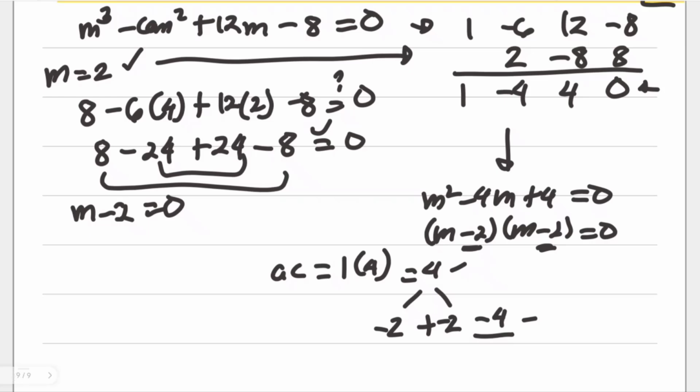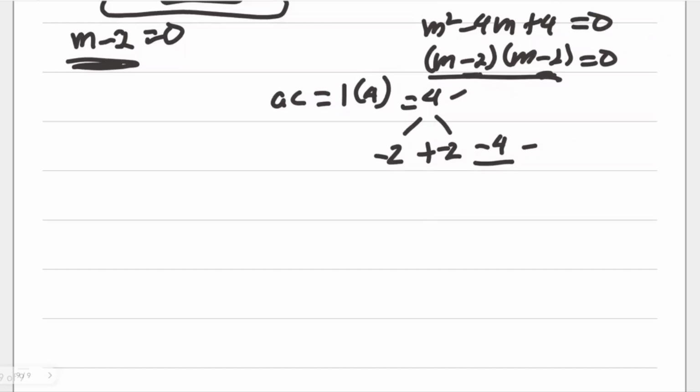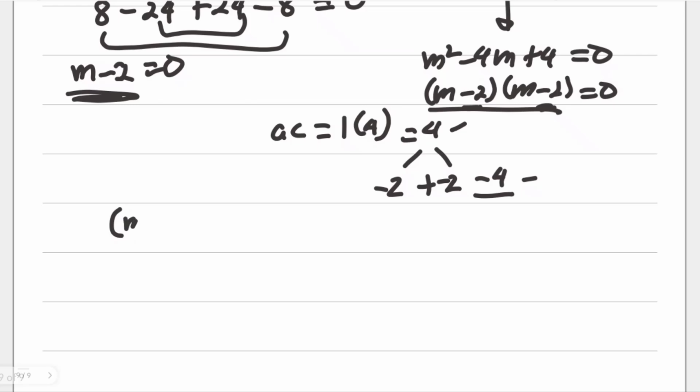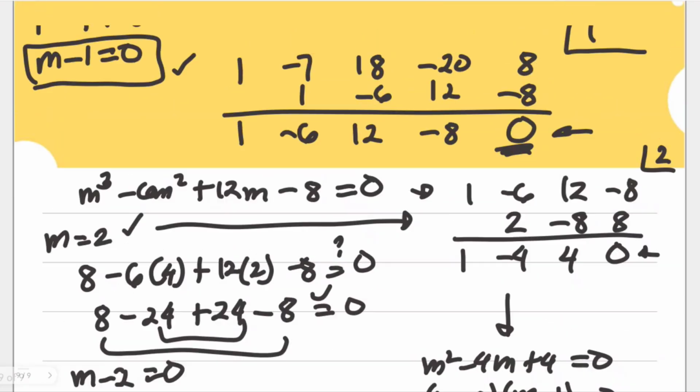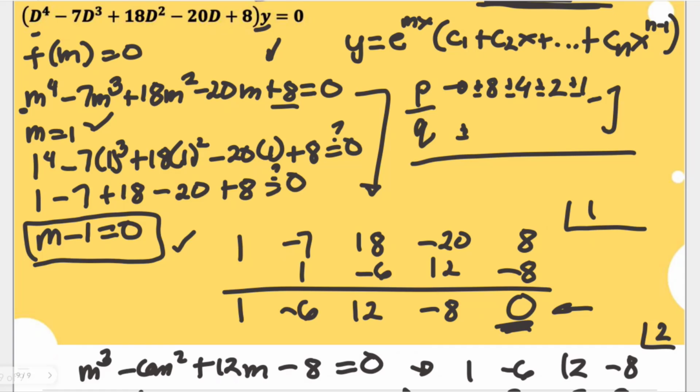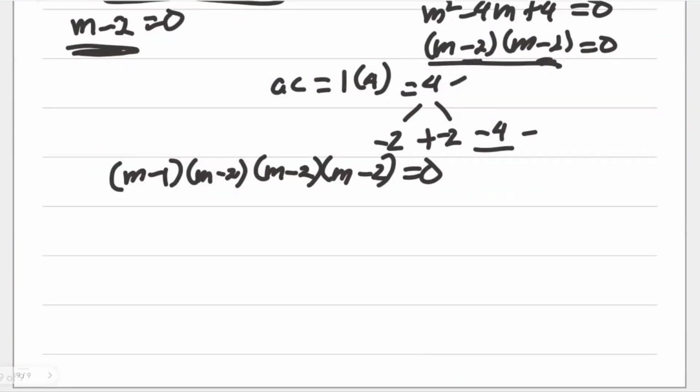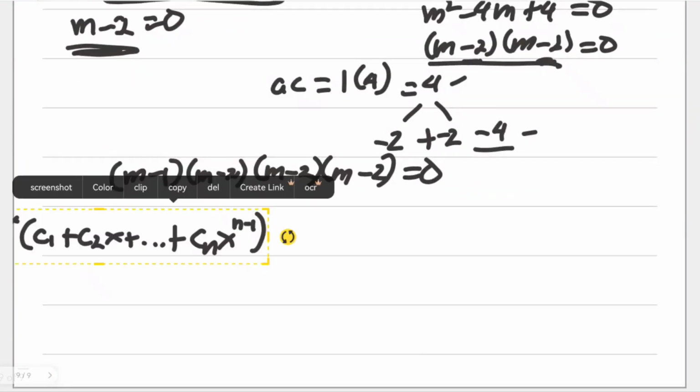And as you can see, aside from these two being repeated, it also has a multiplicity of 3. So the bottom line here, our final set of factors: m minus 1 and 3 factors of m minus 2. So you will have here m minus 1, m minus 2, m minus 2, m minus 2 is equal to 0. These are the factors of this equivalent auxiliary equation. We're done with our roots, so let me just copy this and paste that here for my guide of the solution.